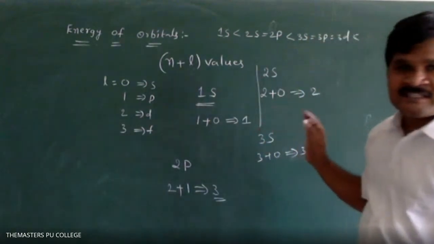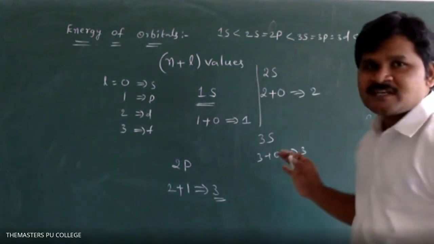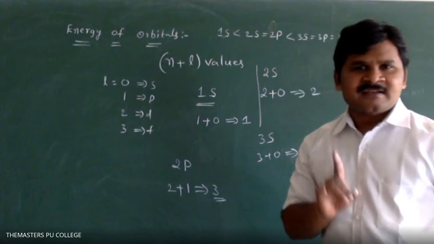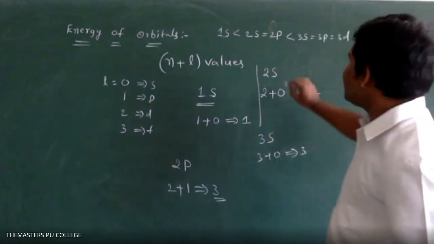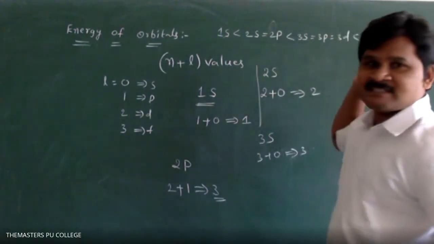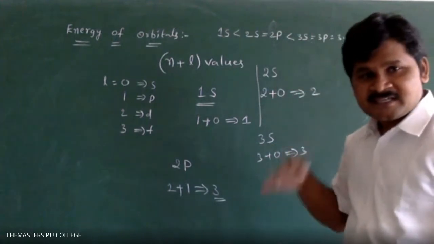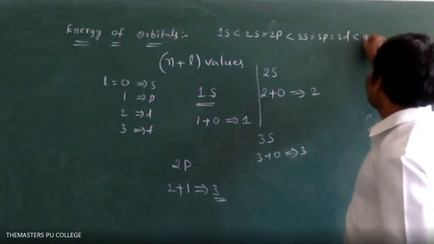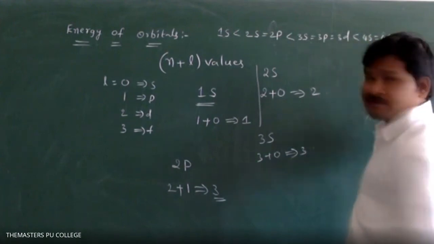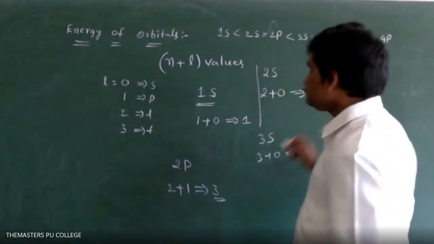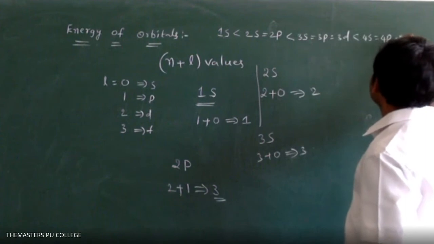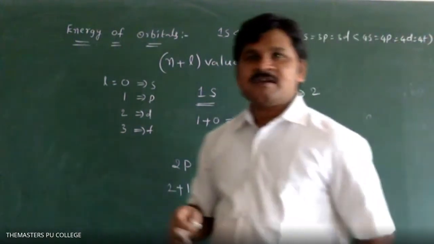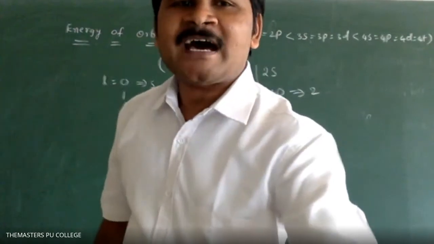Only for hydrogen is this so. For hydrogen, how many electrons do we have? Only one electron. So that's why the remaining orbitals in a shell have almost the same energies. 4s is equal to 4p. Orbitals are present, but electrons are not present; only orbitals are present.